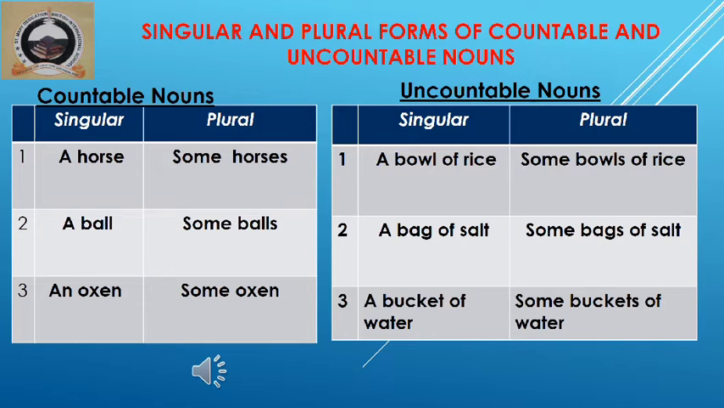And for uncountable nouns, number 1, we have singular, a bowl of rice. Plural, we have some bowls of rice. Number 2, we have a bag of salt. Plural, we have some bags of salt. Number 3, a bucket of water. Plural, we have some buckets of water.